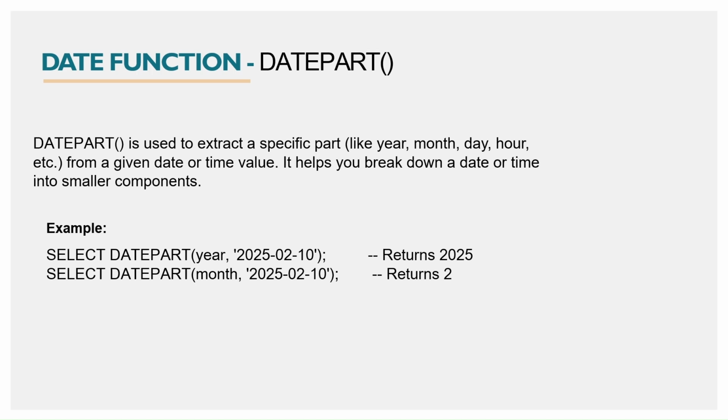For example, select DATEPART(year, 10th February 2025). It will return 2025. And select DATEPART(month, 10th February 2025). It will return 2. That means second month. I hope this is helpful. Now let's move to understand the query.